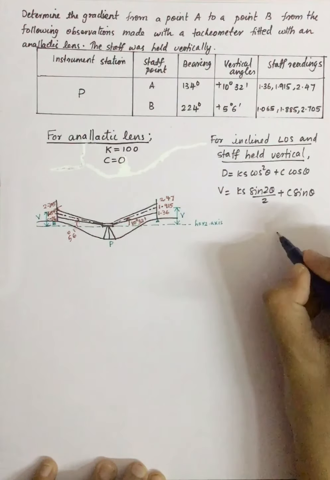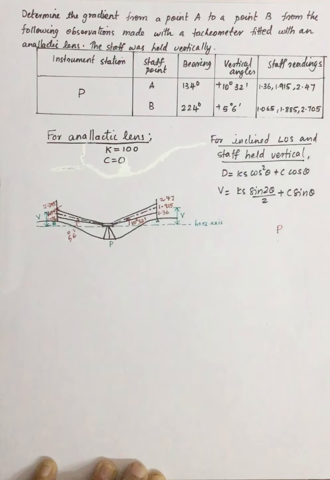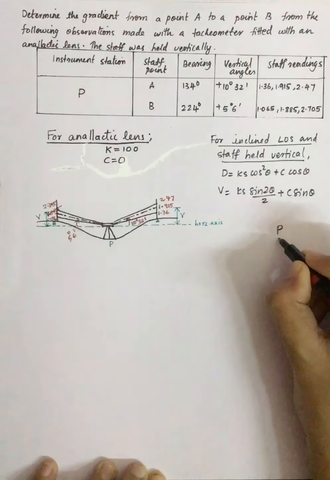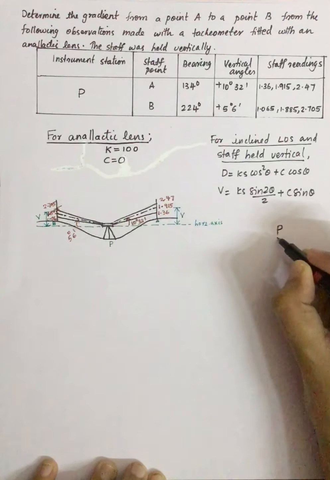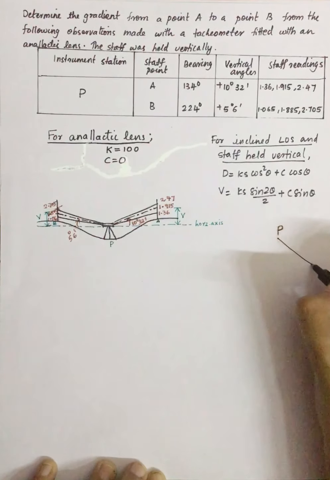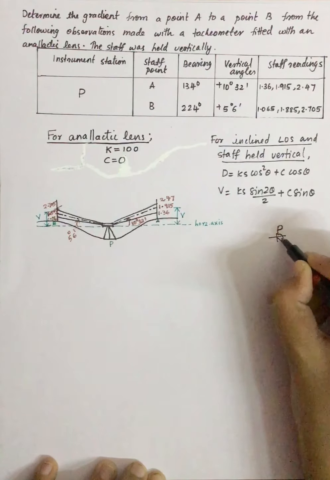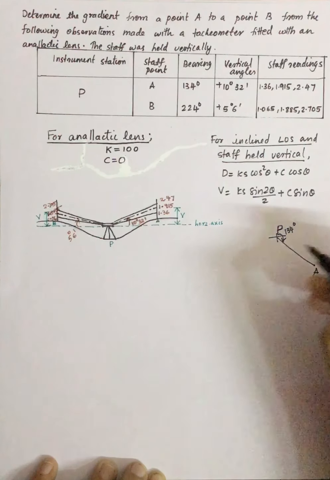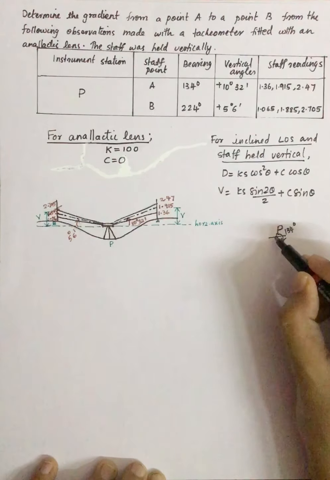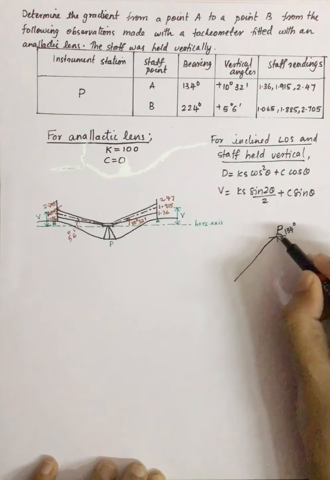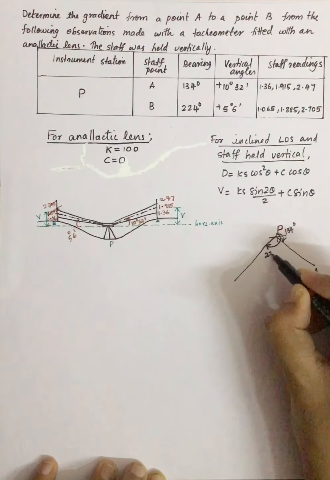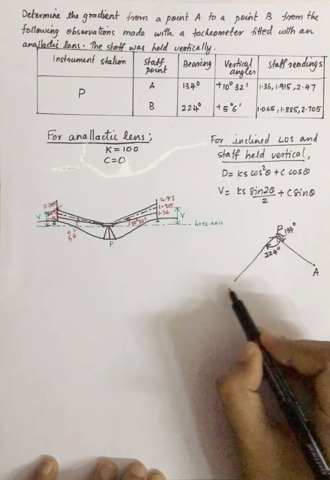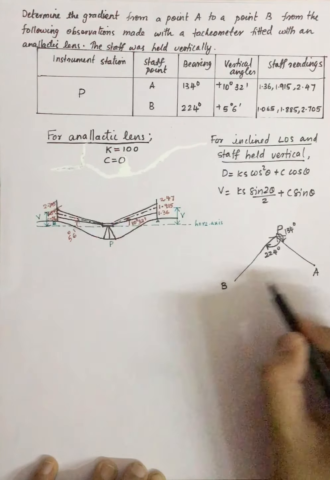That means P is our instrument station. From P to A the bearing is 134 degrees. So when you look at this picture, this bearing is 134 degrees. So A is located here. From P to B the bearing is 224 degrees. Okay, this is B.